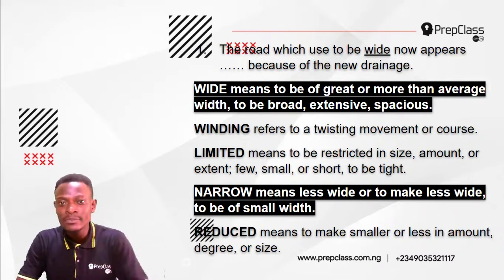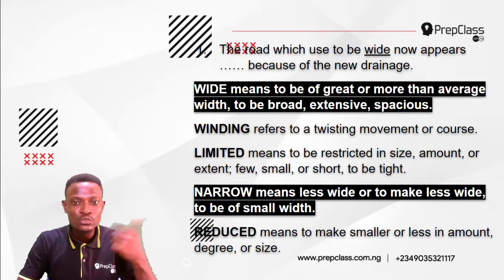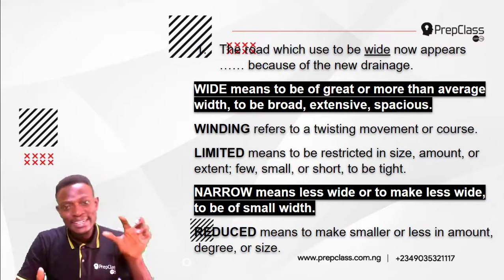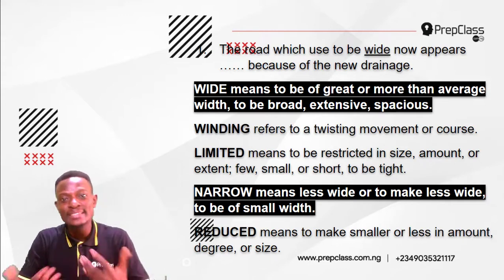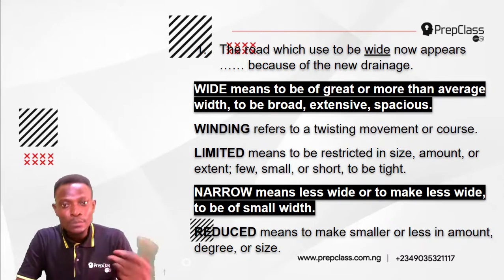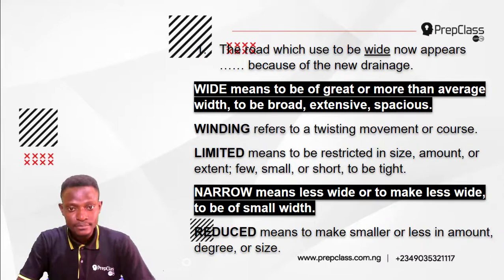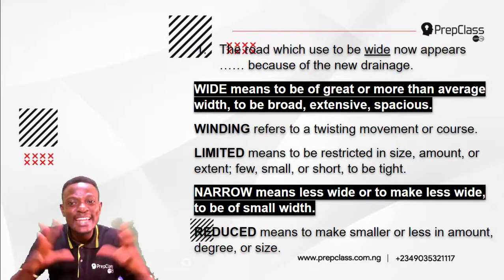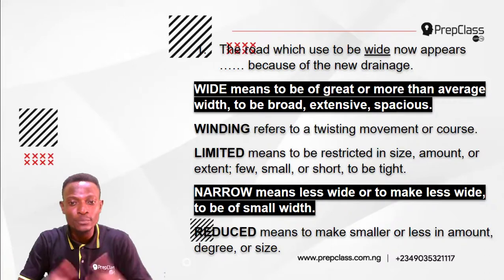Option A, winding. Winding refers to a twisting movement or course. Limited. Limited means to be restricted in size, amount or extent, to be few, small or short, to be tight. Narrow. Narrow means less wide or to make less wide. To make something that was wide less wide. To be of small width.